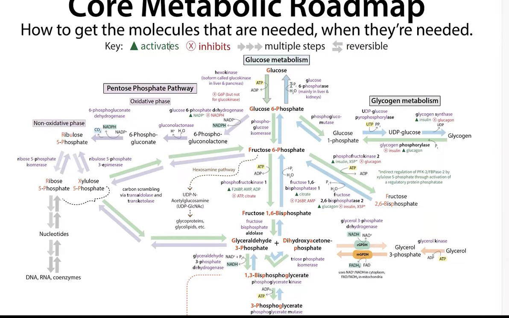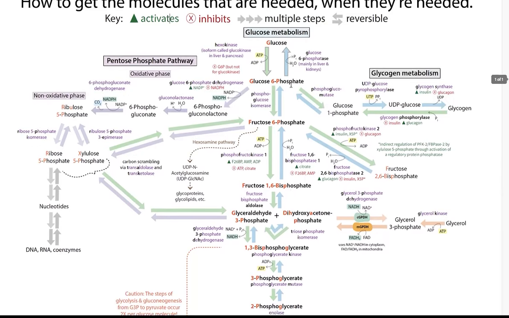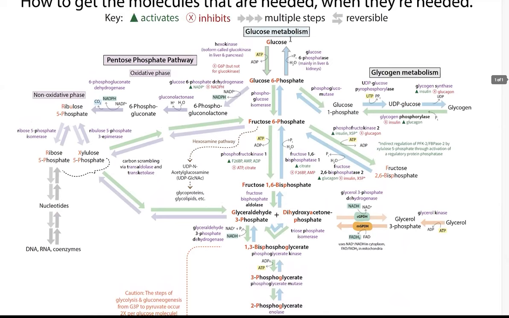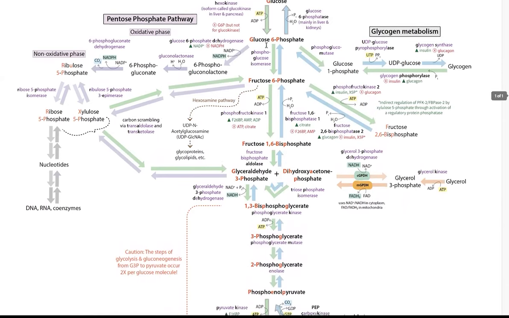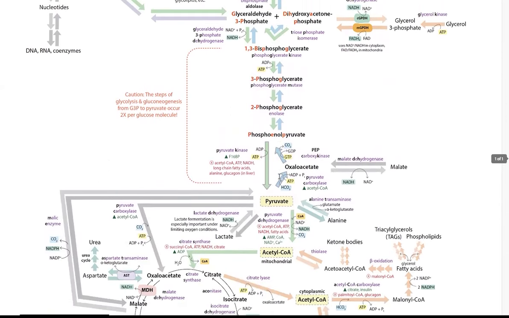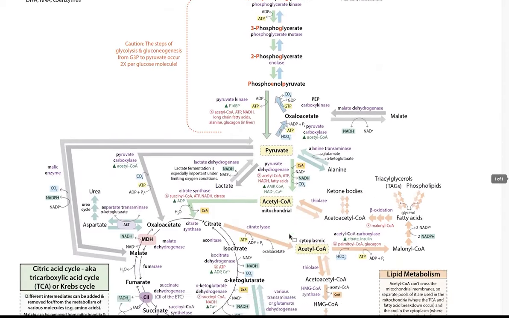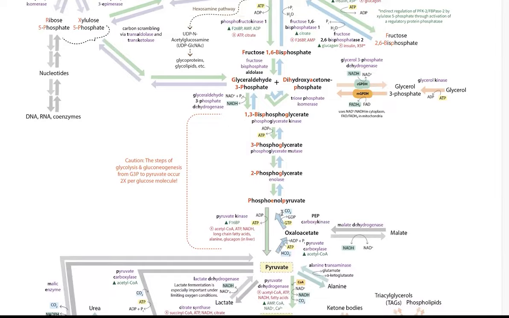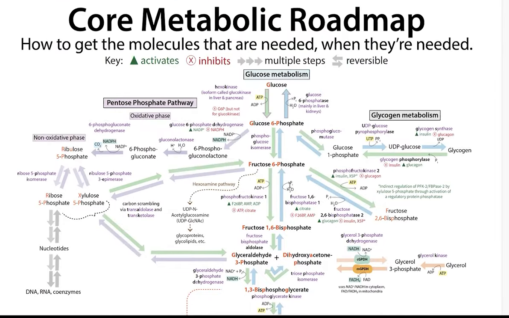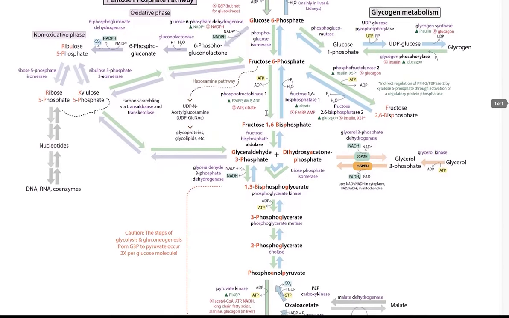So let's start on the main route. We have glycolysis. Glycolysis represents the breakdown of glucose to give you pyruvate. And so glycolysis is this green direction. Gluconeogenesis, if we want to go in reverse, we have to take detours along those irreversible steps. But for now, we're just going to start with glycolysis.